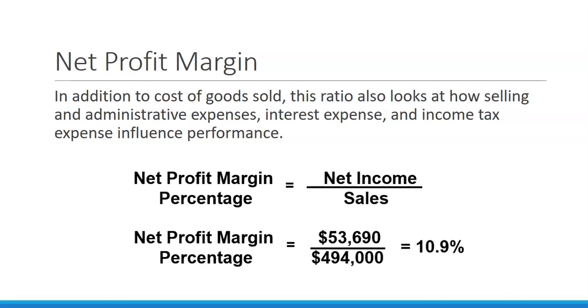Net profit margin looks at net income. So net income divided by sales. So how much money do we have left over from our sales after we pay all of our expenses, including interest and tax expenses?